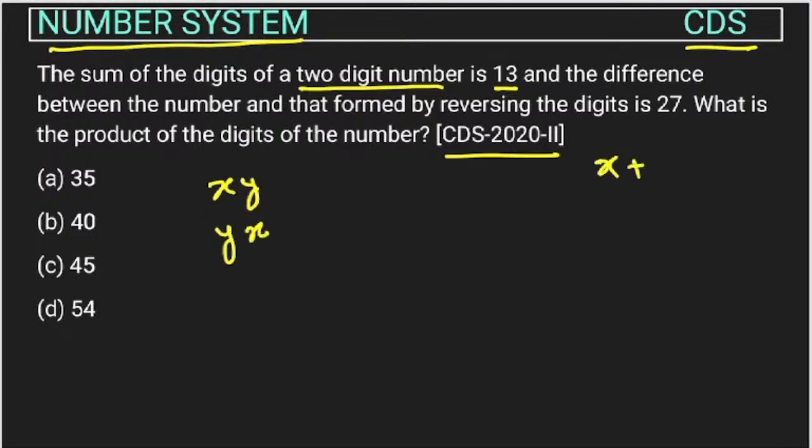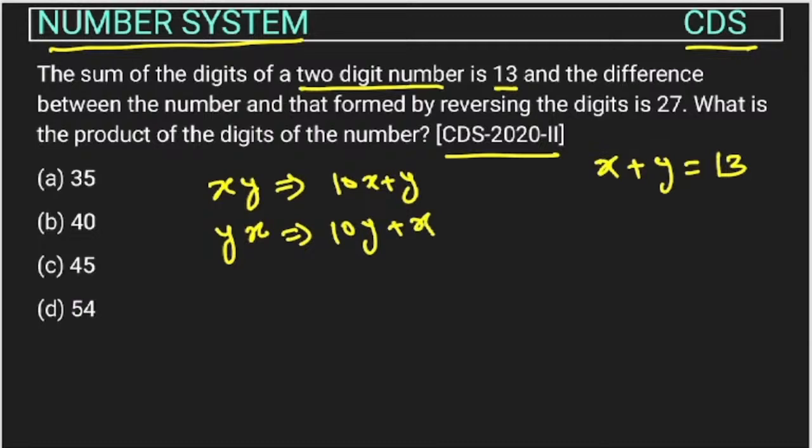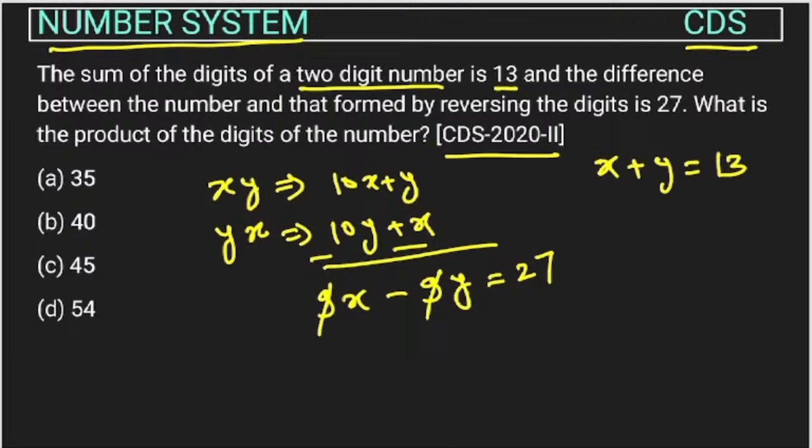So x plus y is 13 they have given, and when we are subtracting them, this number can be written as 10x plus y, and this will be 10y plus x. So when we are subtracting it, this will become 9x minus 9y, right? So this is equal to how much? 27. So this 9 will come common and this will be 3. So x minus y is 3.